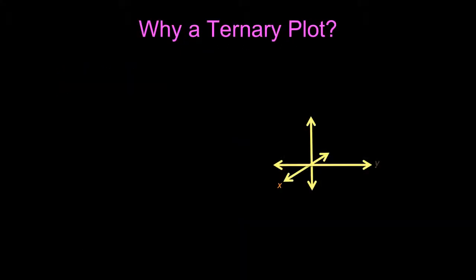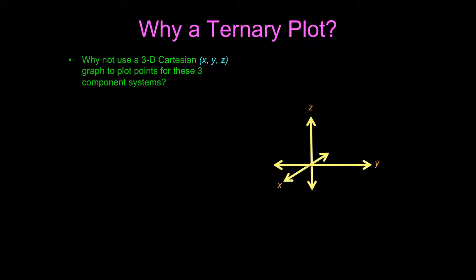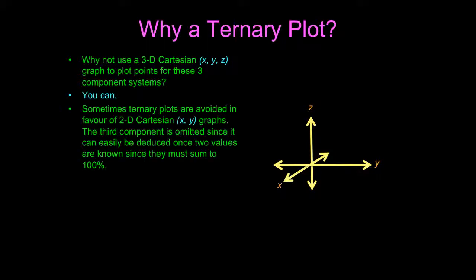So why a ternary plot? Why not use a 3D Cartesian XYZ graph to plot points for these three component systems? We're more familiar with these types of graphs. Well, you can. In fact, sometimes ternary plots are avoided entirely in favor of 2D Cartesian XY graphs. The third component is omitted since it can easily be deduced once two values are known, since of course they must sum up to 100%.